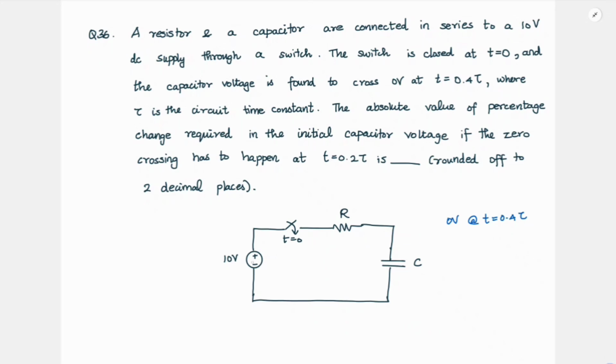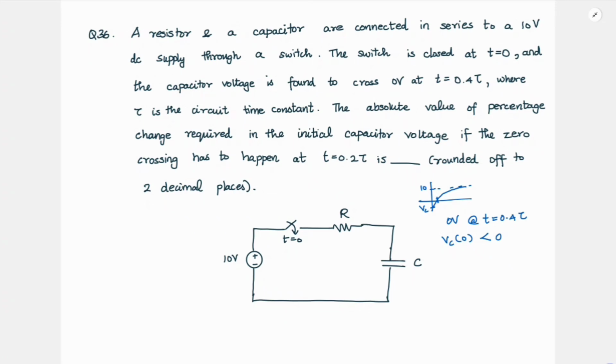And what is the voltage source? It is 10 volt. So what can you say? Cap has some initial charge. So VC of 0. And is it positive or negative? It should be negative. Then only it can cross 0, right? Because in your RC circuit, initially it has some voltage VC and then finally it reaches 10 volt, right? In steady state cap is open, so voltage across cap is 10 volt. So at some point it is crossing your 0 volt and that time is t equal to 0.4 tau.